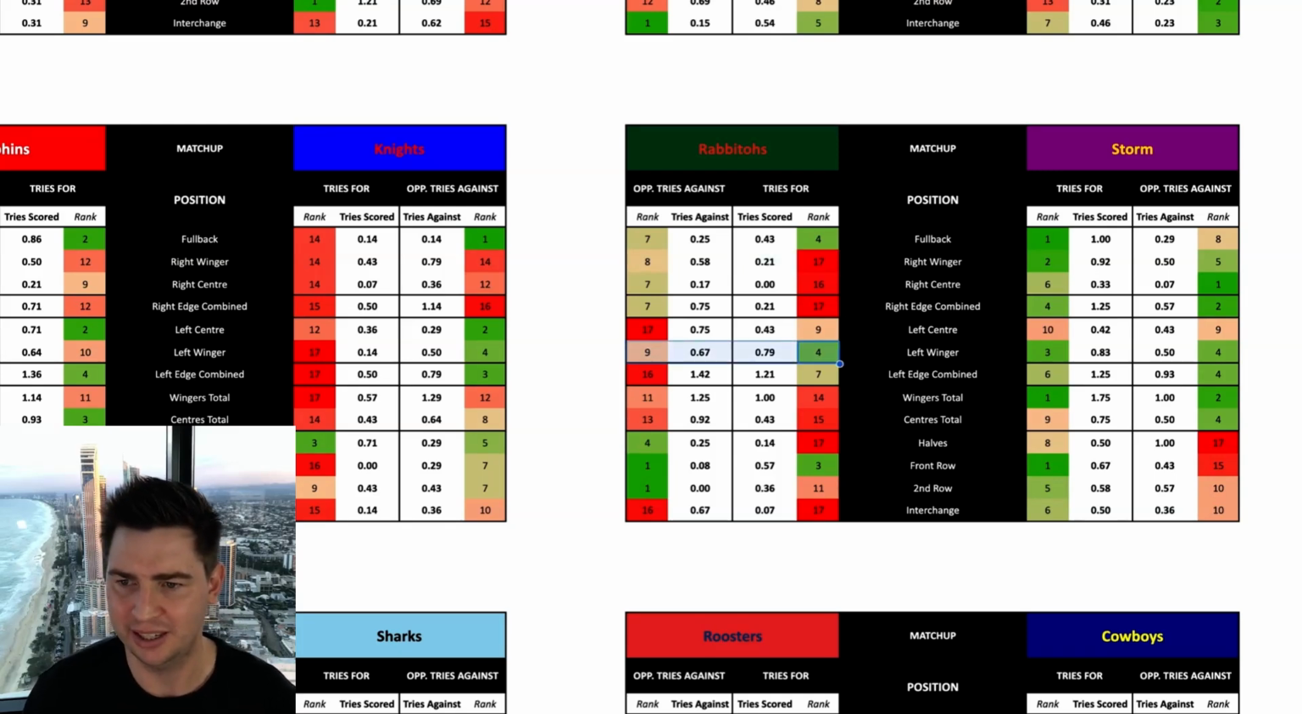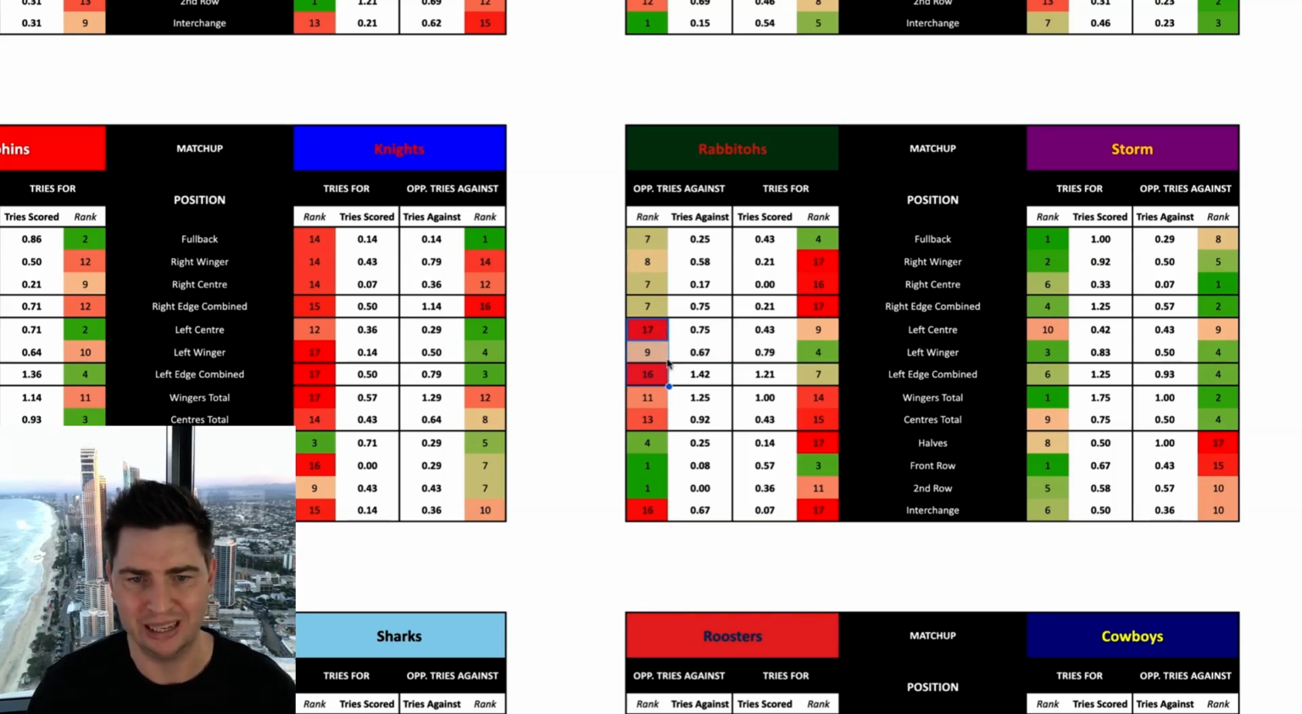The Storm have conceded to the left wing in 5 of the last 7 games. Johnston has scored in his last 4 games straight for a total of 6 tries, and he's scored in 3 of his last 4 games against the Melbourne Storm for a total of 5 tries. At even money, similar situation to the Panthers game with the Rabbitohs, I don't think they're going to win this game, but if they can find 2 or 3 tries, Johnston should be able to get one of them on that side of the field.